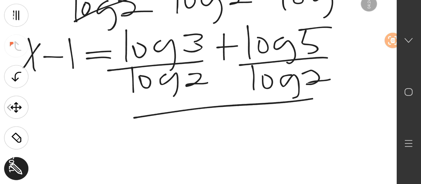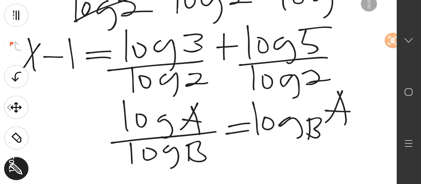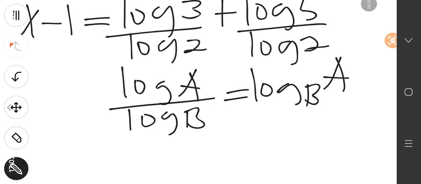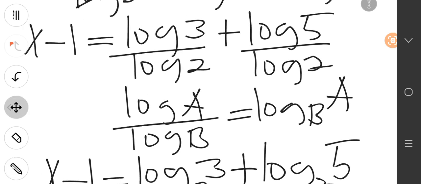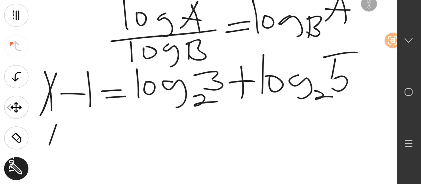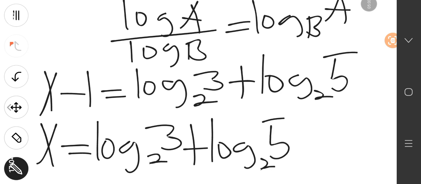Now let's apply the change of base formula here. We know that if you have log a over log b, this can be written as log a base b. So our equation becomes x minus 1 equals log 3 base 2 plus log 5 base 2. So this is what we have now. Our equation becomes x equals log 3 base 2 plus log 5 base 2 plus 1. And this is our final answer.